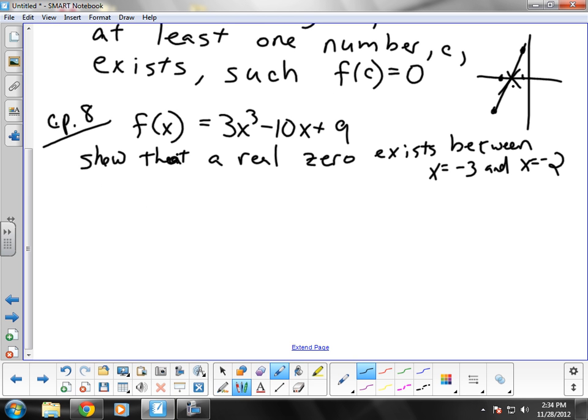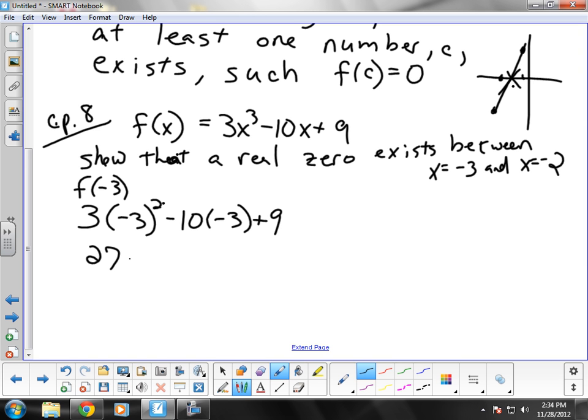This is how you do it. You do 3 times negative 3 squared minus 10 times negative 3 plus 9. In other words, you figure out what f of negative 3 is. Okay? And so that's 9, and 9 times 3 is 27, plus 30, plus 9. So that's 66. Right? Did I do it right?